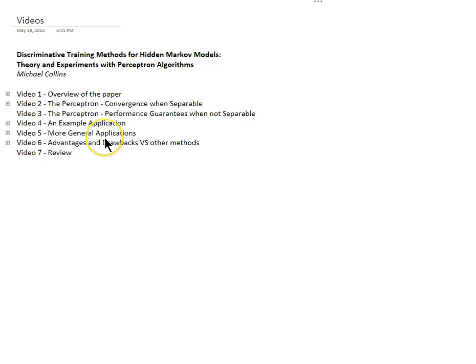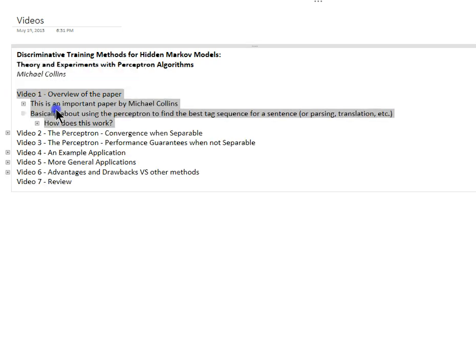This is the first of something like 7 videos on this paper by Michael Collins, Discriminative Training Methods for Hidden Markov Models, Theory and Experiments with Perceptron Algorithms. In this video, I'll give just a high-level overview of the paper.